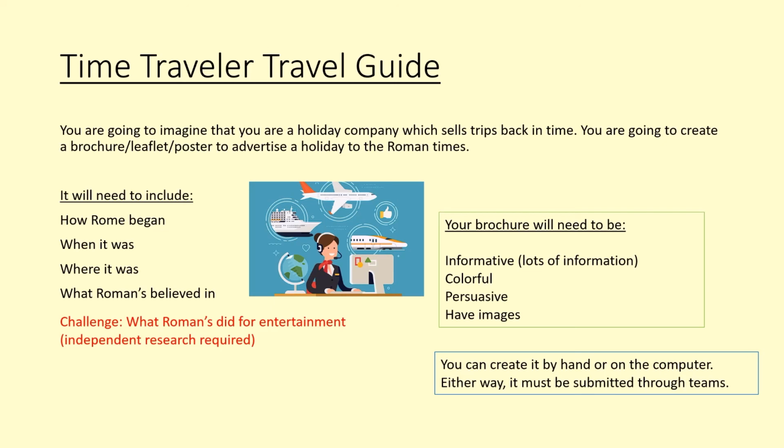That's something we didn't include in today's session, so you'll have to do some independent research to add that into yours. Your brochure will need to be informative, so have lots of information. It'll need to be colourful to try and make it stand out. It'll have to be persuasive to persuade people to go on holiday. And it'll need to have images. You can create this either by hand or on the computer. So you can do a digital version or you can do one by hand. It's entirely up to you. Either way, you need to submit it through Teams. And if you're not sure how to do that, remember there is a video on my channel explaining how to do it. So regardless of whether it's by hand or through the computer, you'll be able to submit it through Teams. There's your task. Off you go.